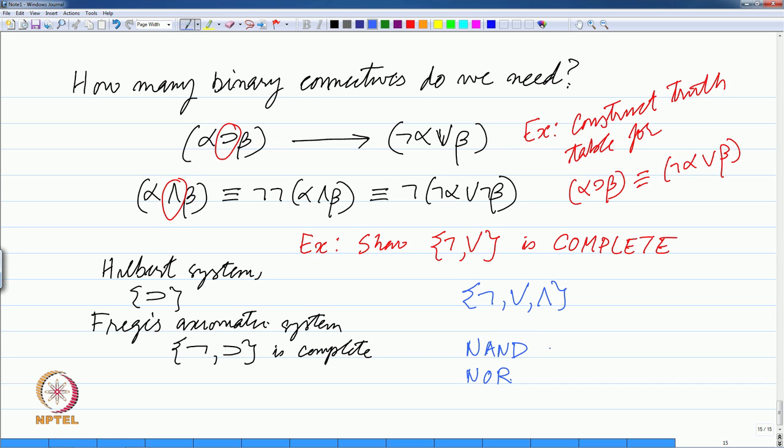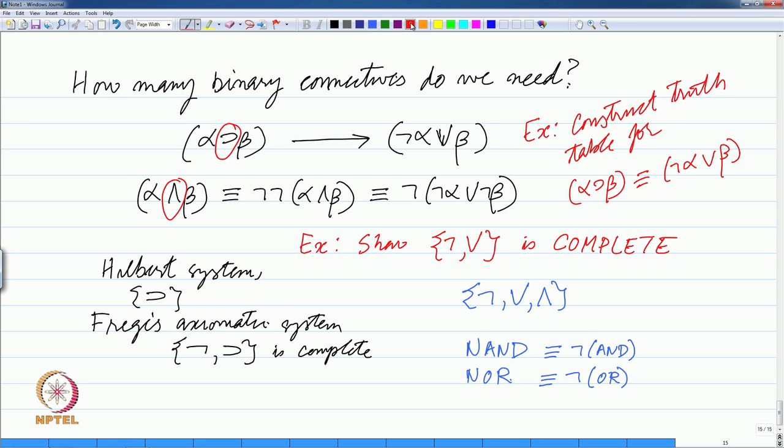This NAND is actually equal to not of AND. So, if you take the AND truth table and just flip it, you will get NAND, and NOR is not of OR. It has been shown, and those of you who have studied Boolean circuits would know, that the NAND gate and the NOR gate are enough to construct any circuit that you want, which also means that anything you want to say in propositional logic can be said just with the NAND gate and the NOR gate. Only one connective is enough essentially.